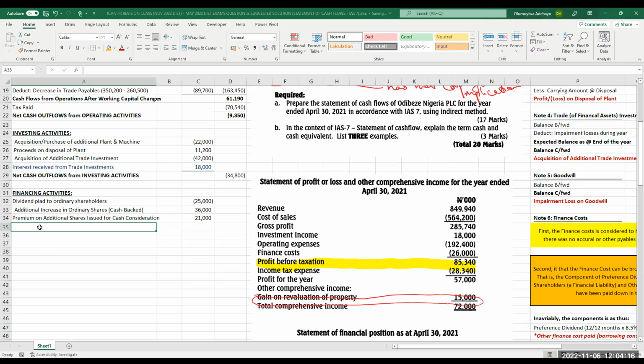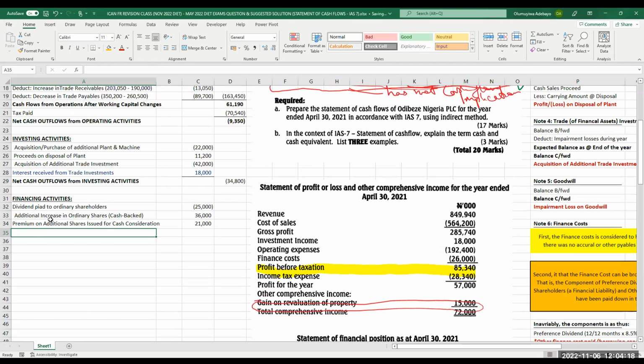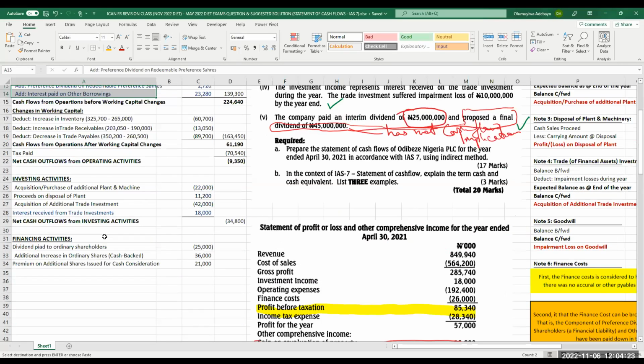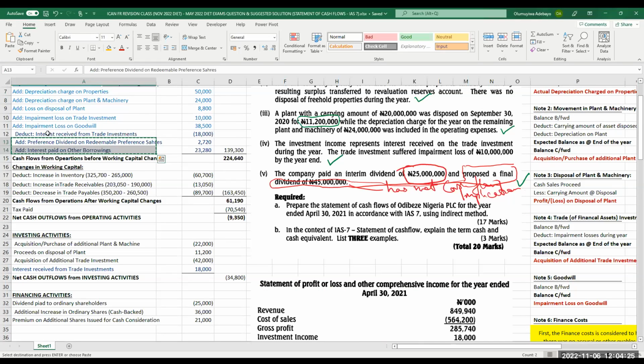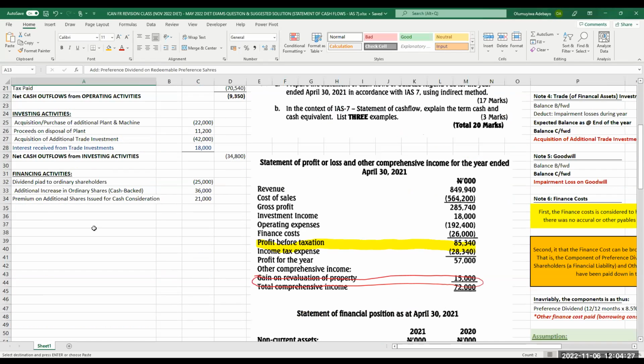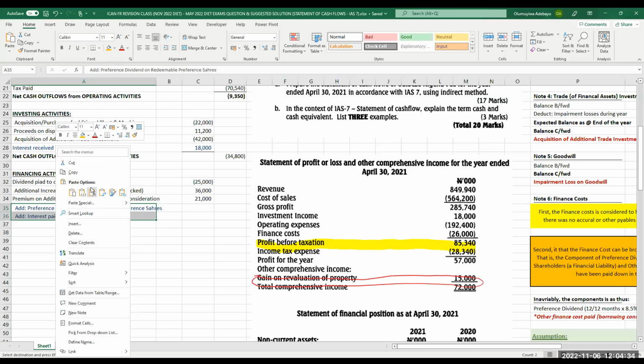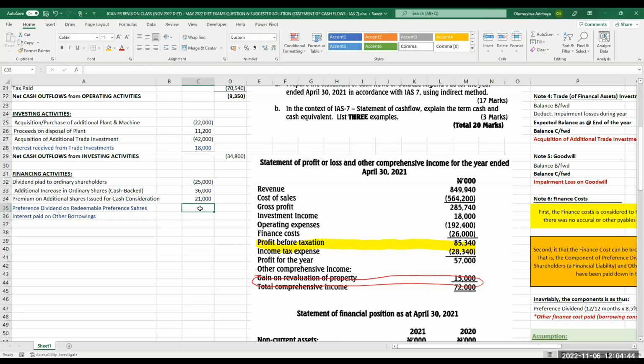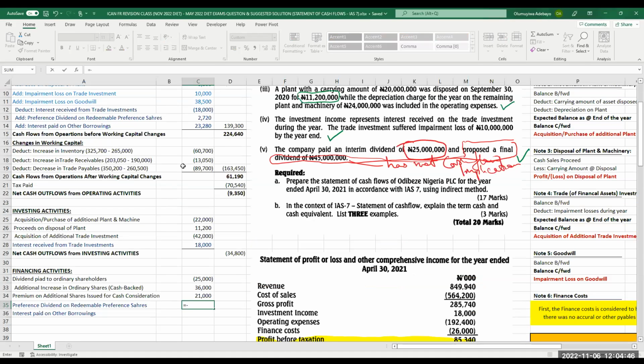Now remember, these two that I said I should treat under financing activity, I'll bring them down. There are even three. Okay, I've dealt with the trade investment. I'll bring them down here. That is the case. I'll deduct them here.